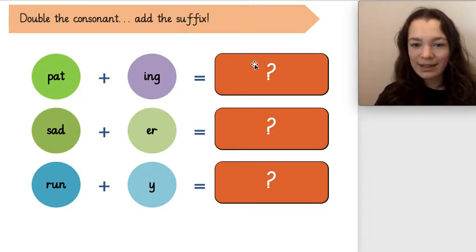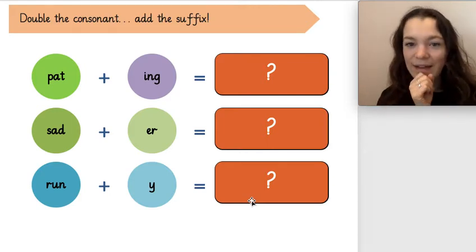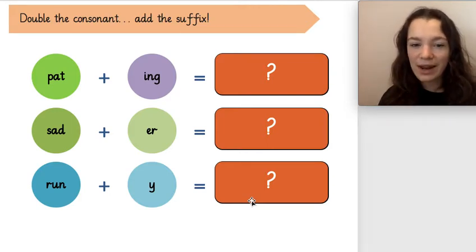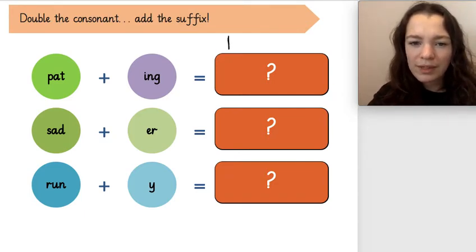So patting, sadder, and runny. But remember, double the last letter and then add the suffix. So pause the video and have a go. Okay, let's have a little look. Pat plus ing. Why would this be wrong? What would be wrong with this before I show you?